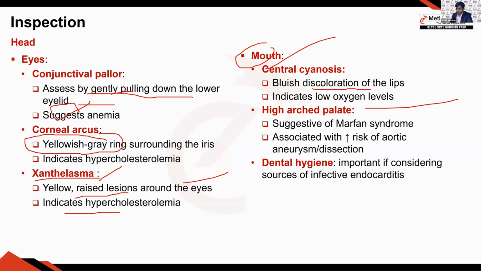Then, what is a high-arched palate? I'll show the image and explain. This also goes for Marfan syndrome. Dental hygiene in the mouth is always indicated for infective endocarditis. That's a direct question. Whenever you see infective endocarditis, you should directly go and assess the patient for dental caries. Dental hygiene is a very important priority nursing intervention for infective endocarditis.